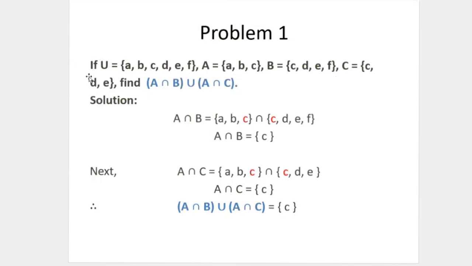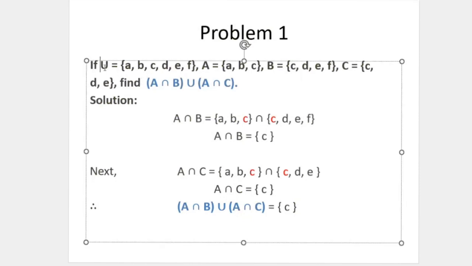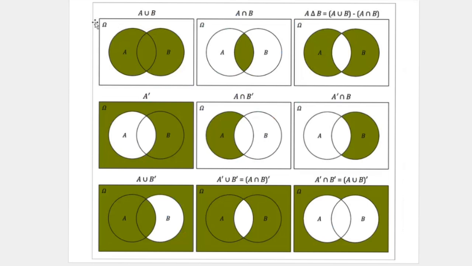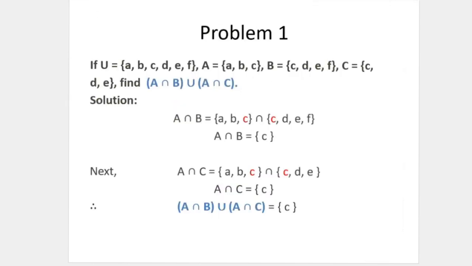So the first problem we have here is this. So U connotes the universal set, which is, as I stated in the diagram, the rectangle, right? The universal set contains all the other smaller sets inside. So A and B are subsets of the universal set, and C, of course, in this case. So U is A, B, C, D, E, F.